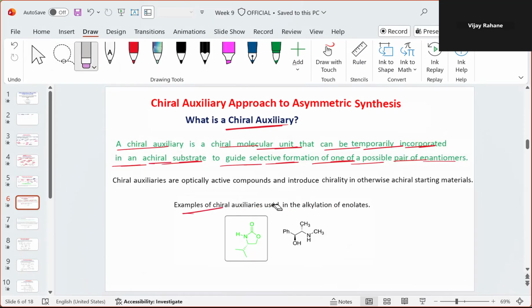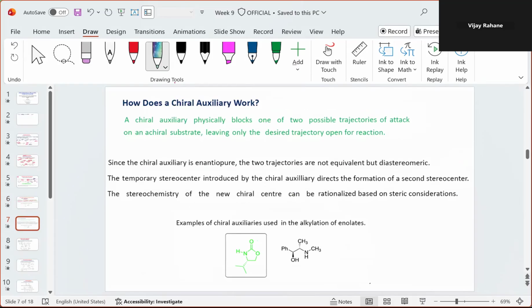If you look, this is the chiral auxiliary here, and we can use this chiral auxiliary in the alkylation of this enolate. We will see that in some example later. But how does this chiral auxiliary work? Basically, a chiral auxiliary physically blocks one of the two possible trajectories of attack.